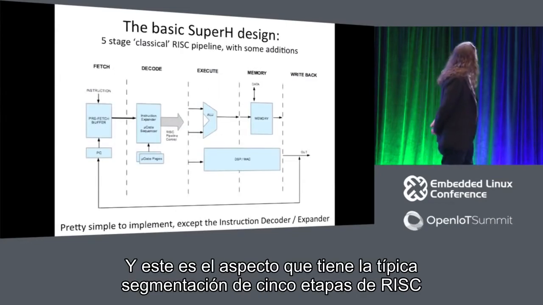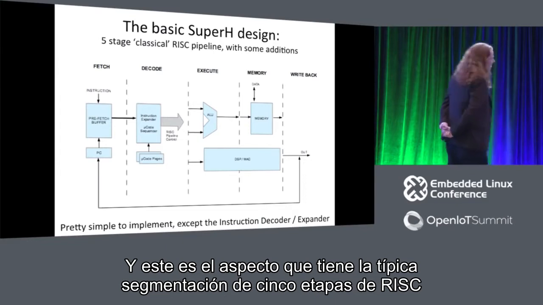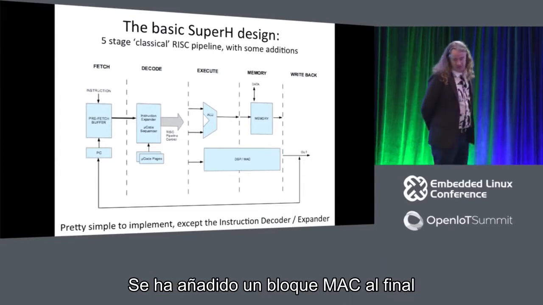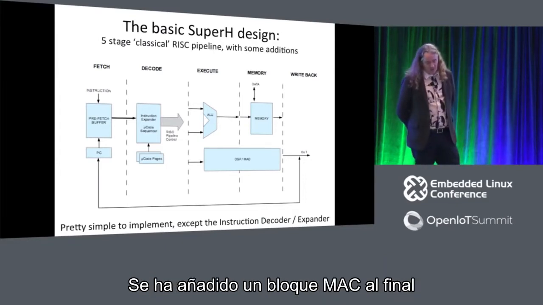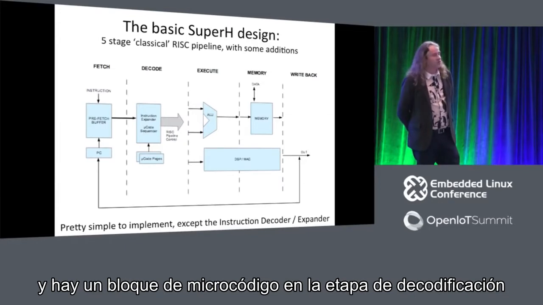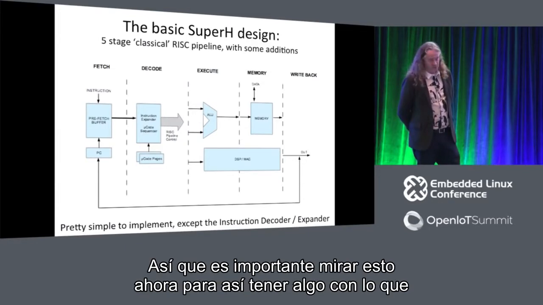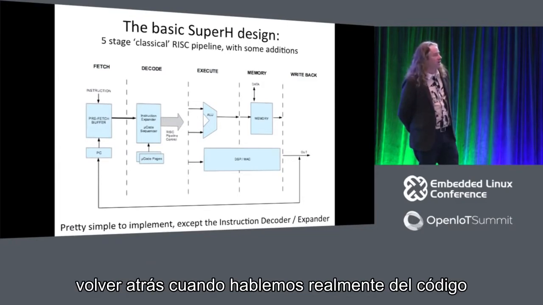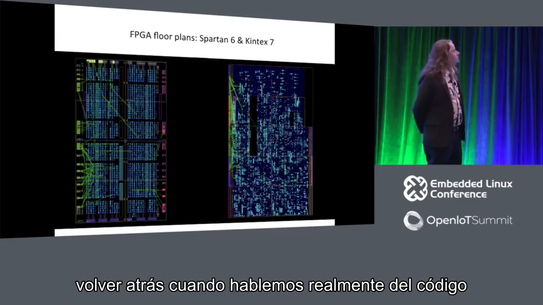So this is what a typical 5-stage RISC pipeline looks like. There's the addition of a MAC block at the bottom, and there's a microcode block off of the decode stage. So it's important to look at this now so that we have something to fall back on when we talk actually about the code. Whoops, sorry, you want to go back up?